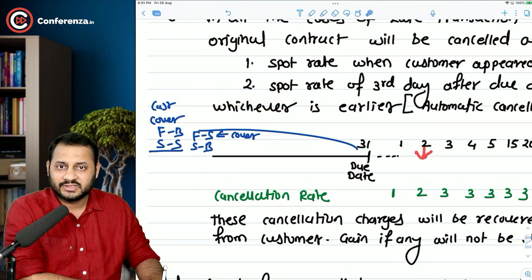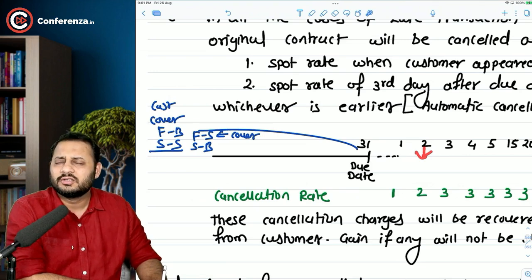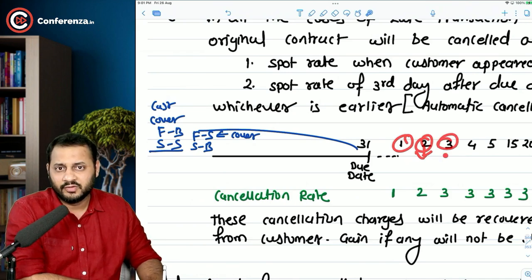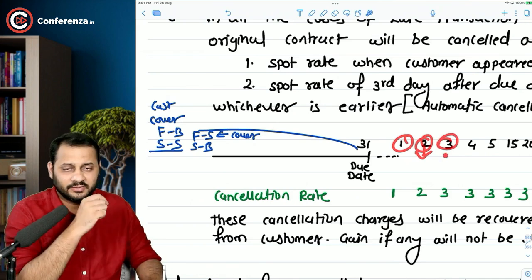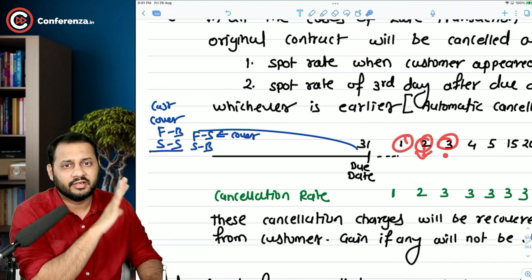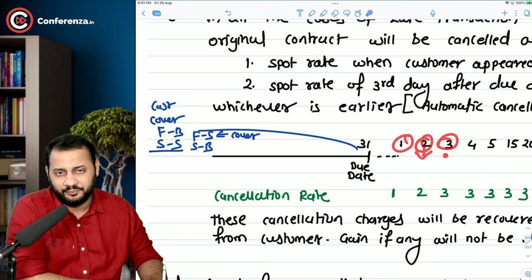It will get cancelled on the date that you appear. So if you appear on the second day after the due date, on that day's rate your contract will get cancelled. The bank had a forward sell contract, so the bank will take a spot buy on that date to cancel your contract. Okay. So there are only 3 days given to the customer that the customer can come and cancel the original contract and then enter into a new contract if they want to.